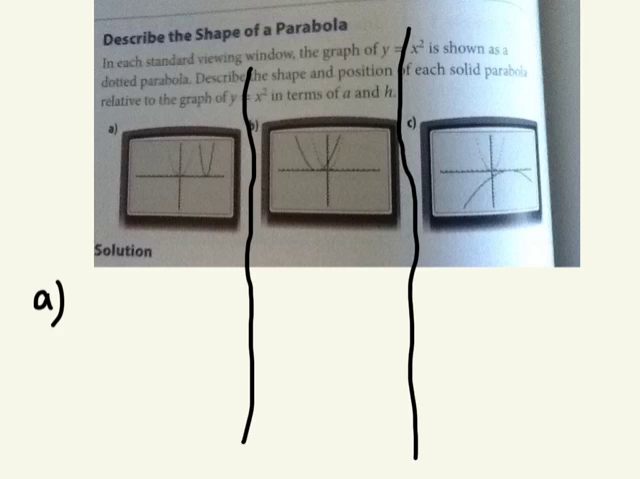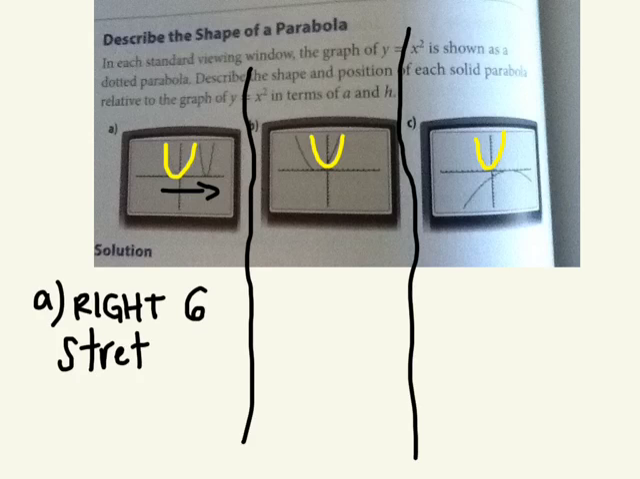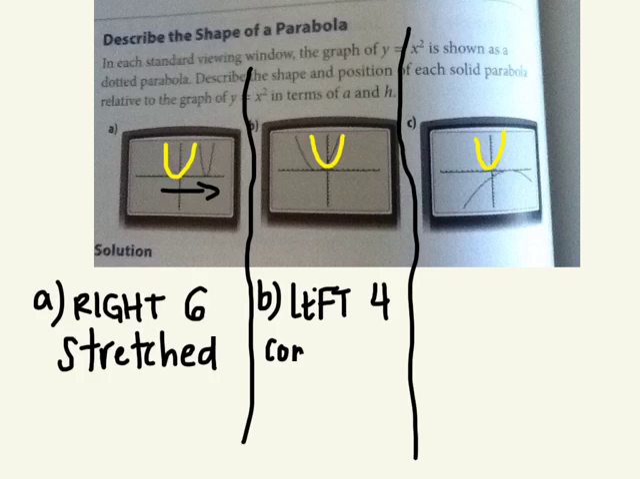Okay, so this is the parent function. That's the parent function, and that's the parent function. We're going to look at how it shifts. So for A, which way did the parabola move? Yes. How many units did it move? If you look in your textbook, you can count. Yes, it is 6. Does this look like it's been stretched or compressed? Stretched. Good. Okay, B. Good. It moves left 4. Is it stretched or compressed? Good.